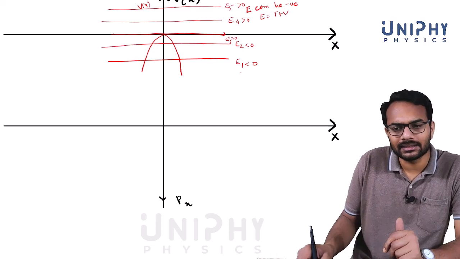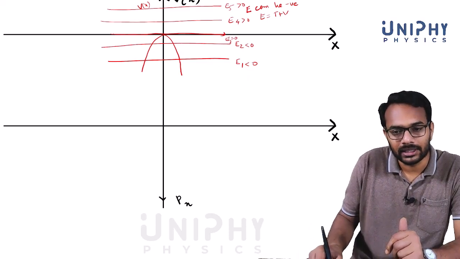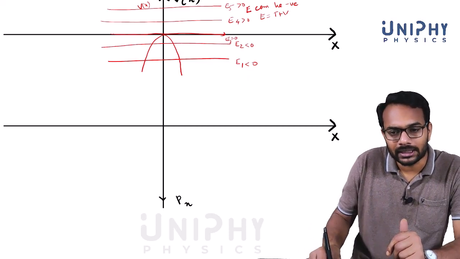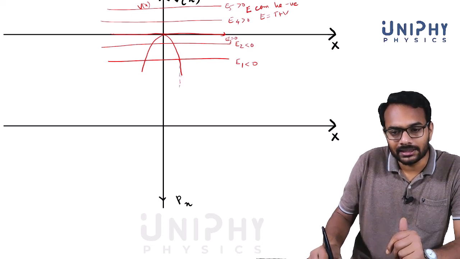So let's see for E1 less than 0. We know that at this point along the x-axis, V of x, the potential energy, is equal to the total energy.